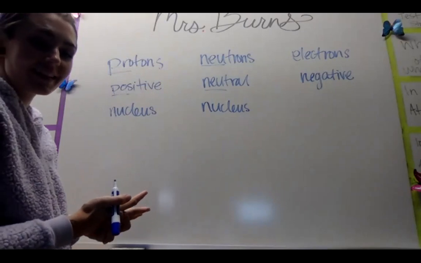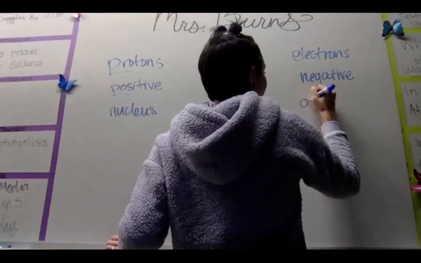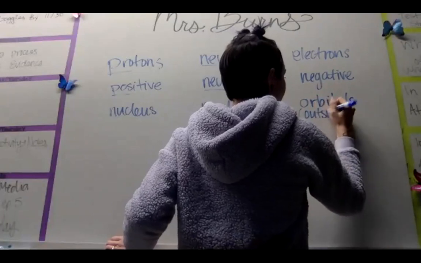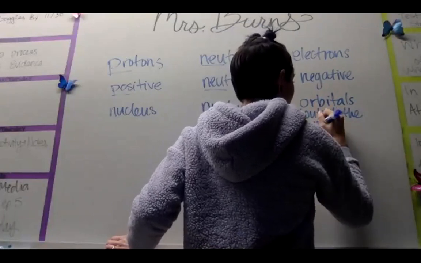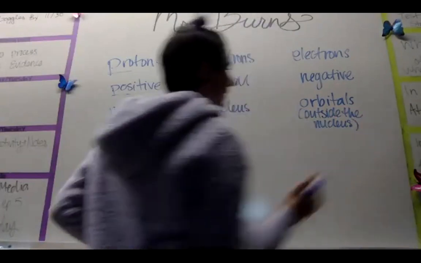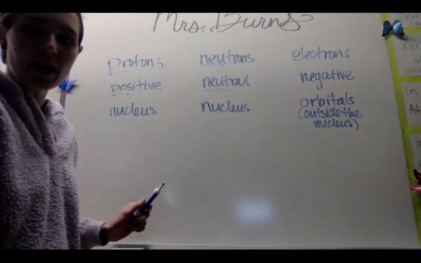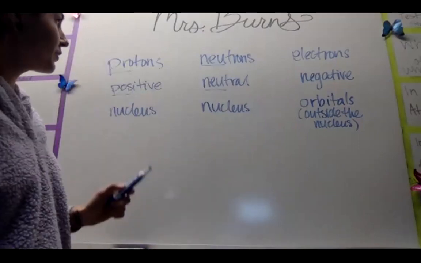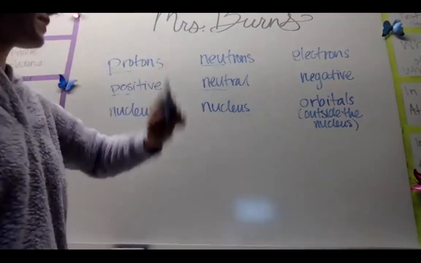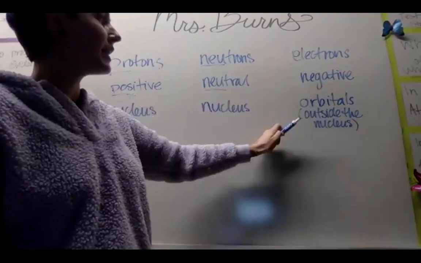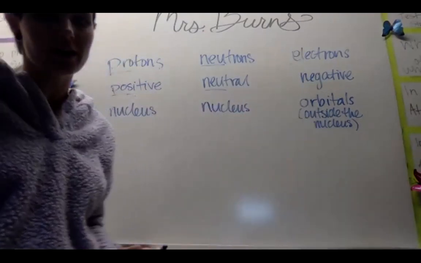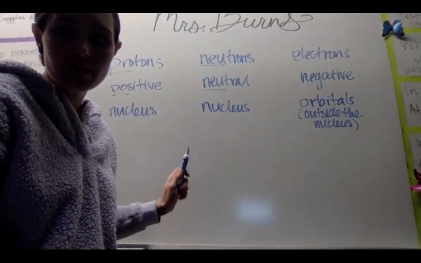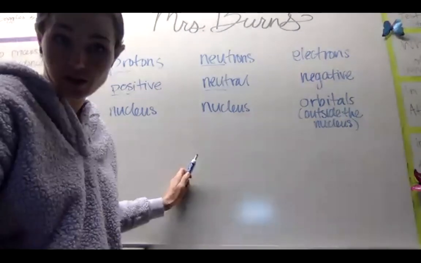On the rim. Yeah, those are called orbitals, and they are found outside the nucleus. So we have protons, neutrons, and electrons. Protons are positive and found in the nucleus. Neutrons are neutral and found in the nucleus. Electrons are negative and found in the orbitals, which are outside of the nucleus. That is basically all of the answers to the first question and the second question.